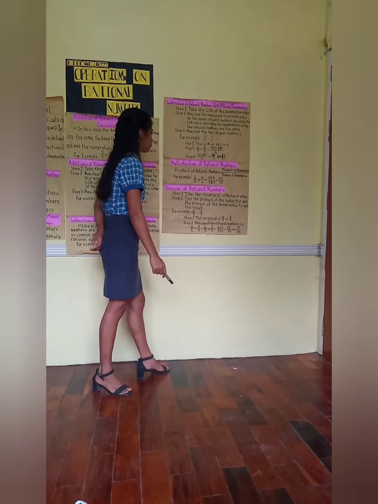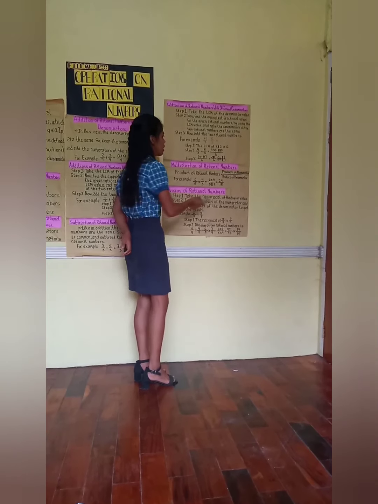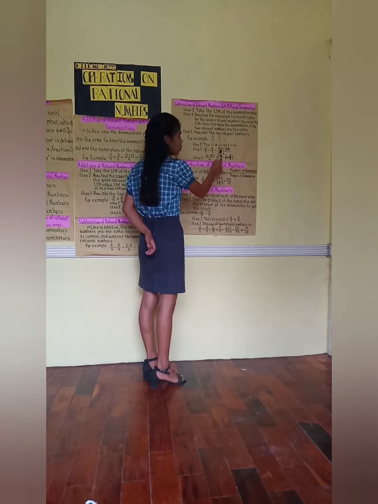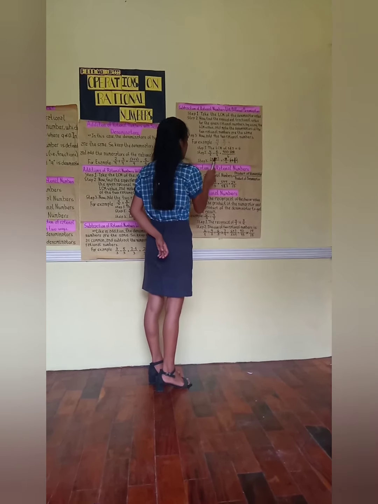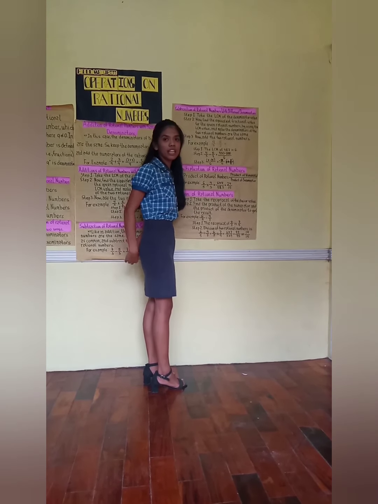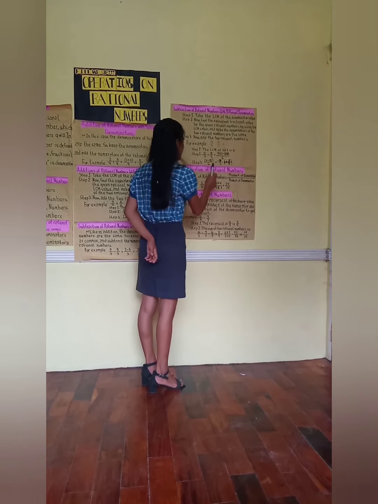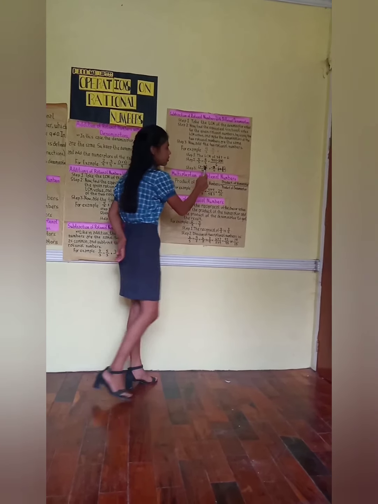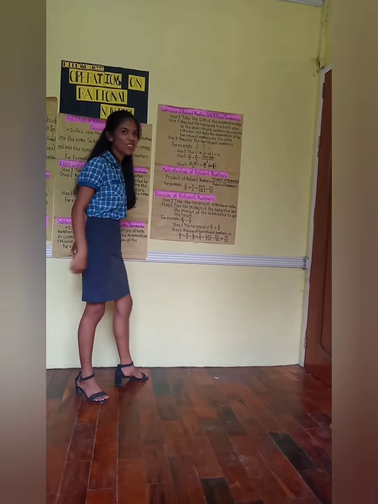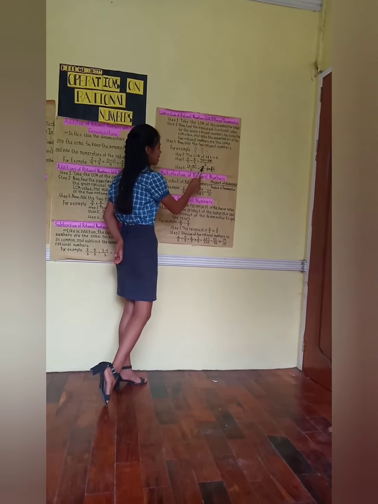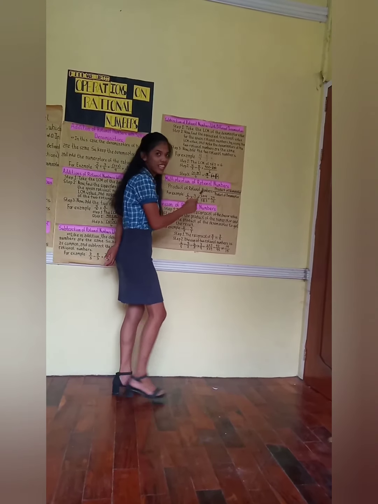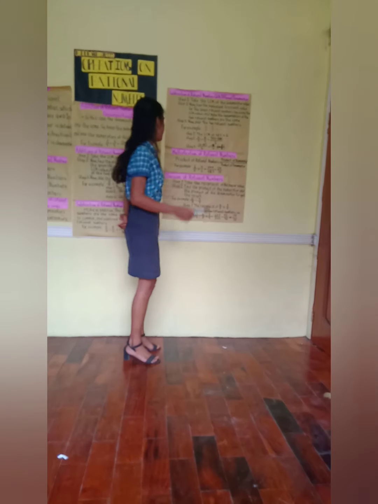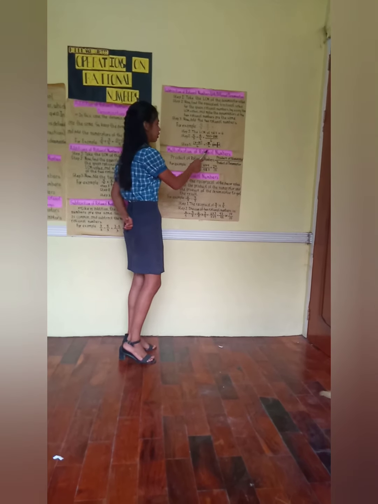Step 3. Let's simplify. 4 times 2, 8. Less 5 times 3, 15. Very good. Over 6, which is equal to 8 less 15. So, negative 7 all over 6. Very good. Let's proceed to multiplication of rational numbers.